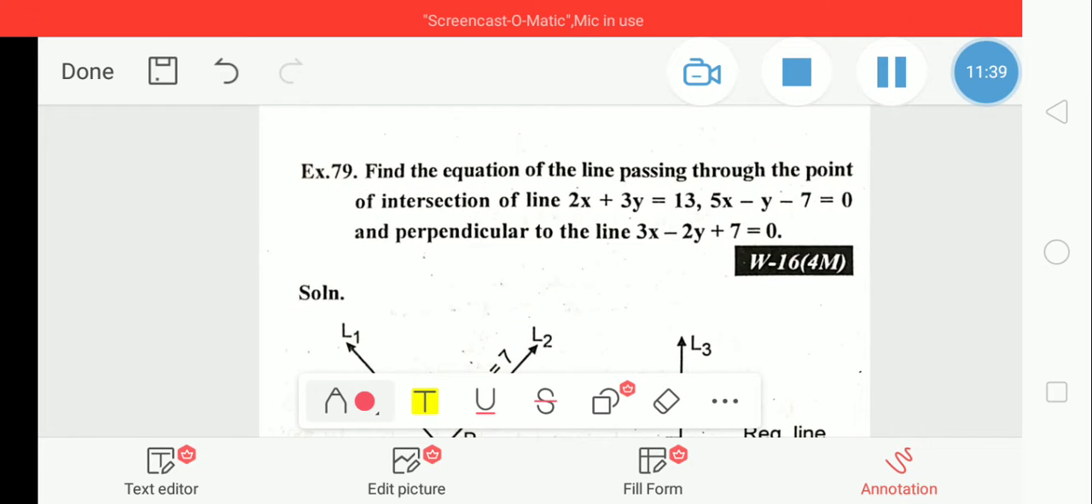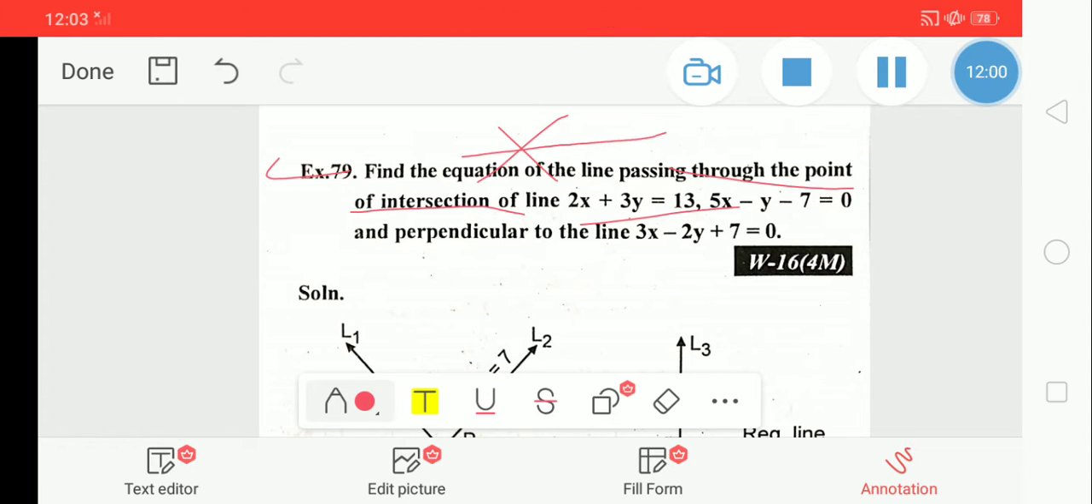Now take one example: finding the equation of a line passing through this one. In this example, find the equation of a line passing through the point of intersection of two lines. We have to find one line that passes through that intersection and is perpendicular to this line. This is the line we have to find.